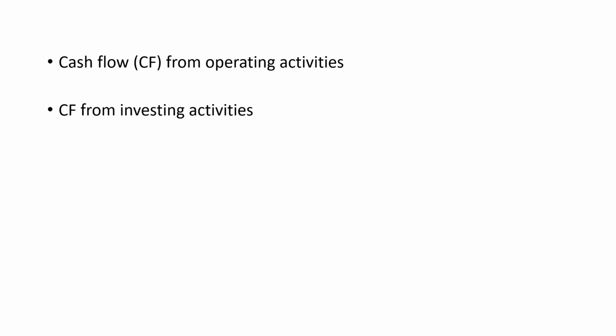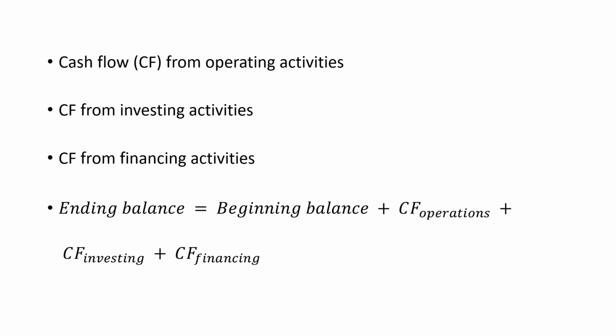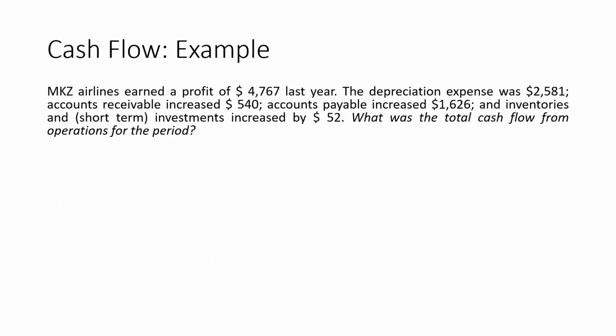And to move on to the statement of cash flow, to summarize, cash flow is generated from operating activities, which we saw in detail in the previous couple of slides, but also from investing activities and financing activities. So the ending balance in cash on the balance sheet is the beginning balance in cash from the balance sheet in the previous period plus cash flow from operations plus cash flow from investing activities plus cash flow from financing activities.